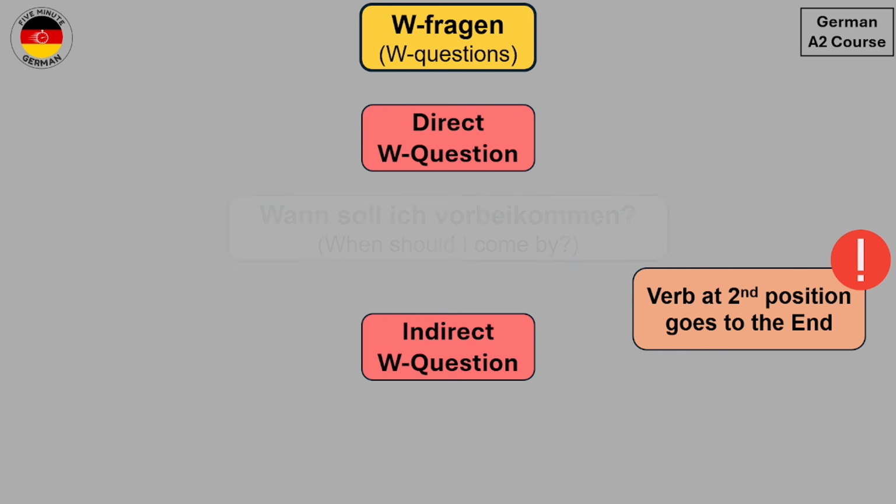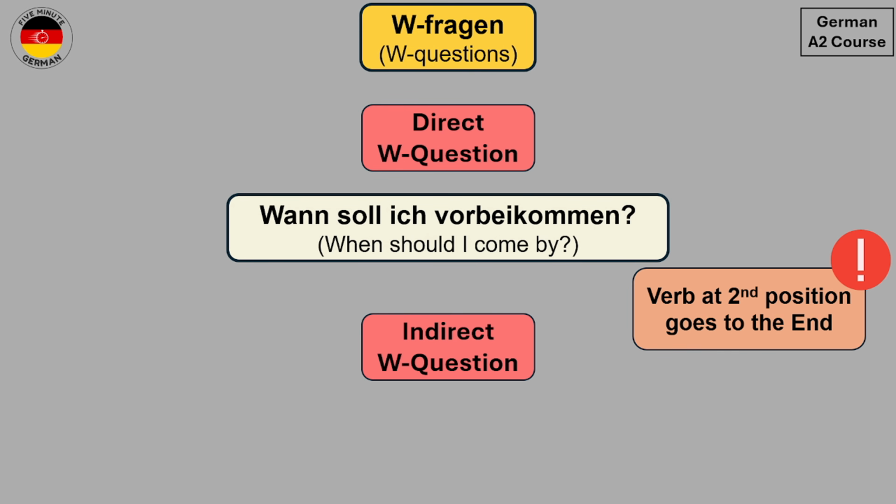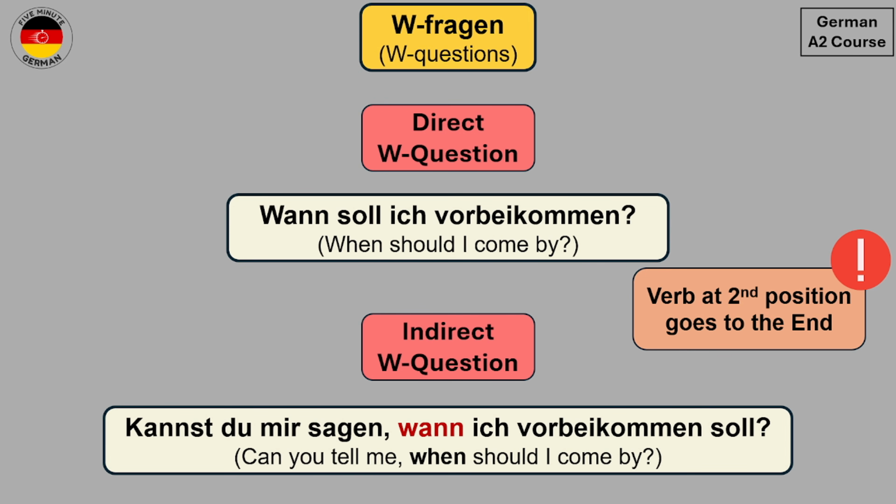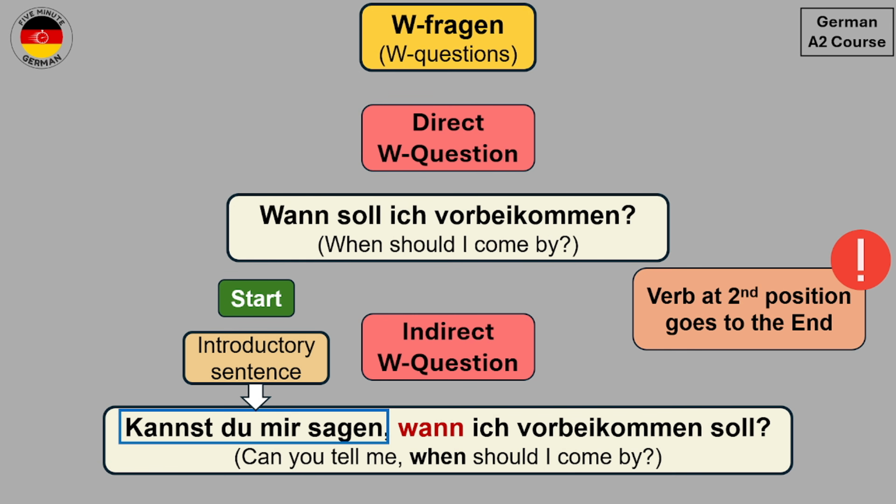Let's take a look at another question. So we have the direct W question, which is Wann soll ich vorbeikommen? When should I come by? And when we ask this in an indirect way, then it will be Kannst du mir sagen, wann ich vorbeikommen soll? Can you tell me when I should come by? So again, we have the introductory sentence at the start, and the verb, which is a modal verb in this case, goes to the last position.